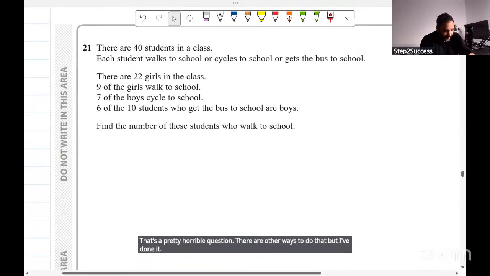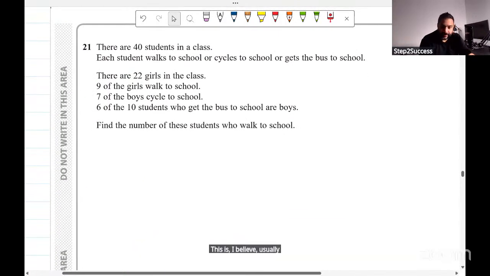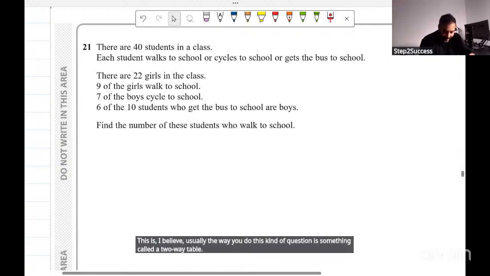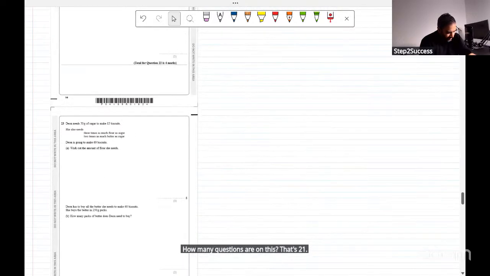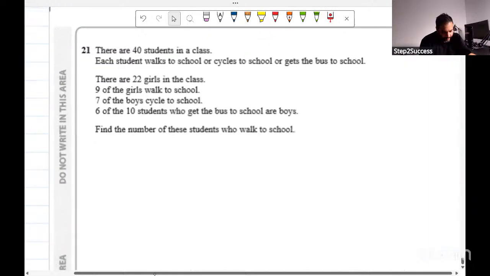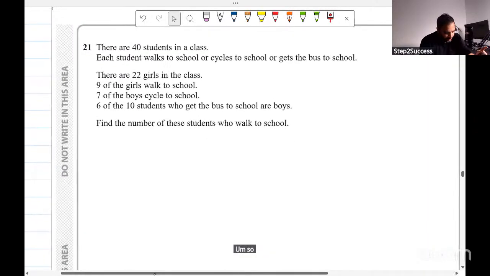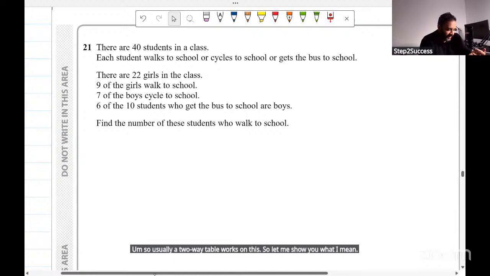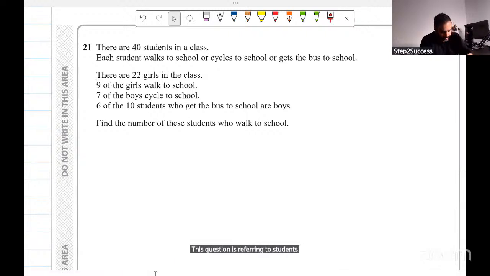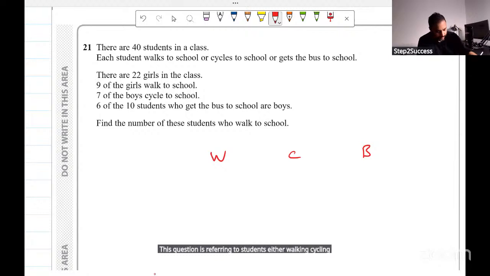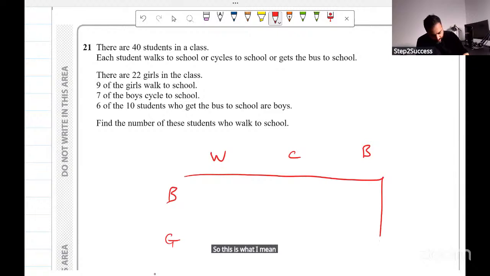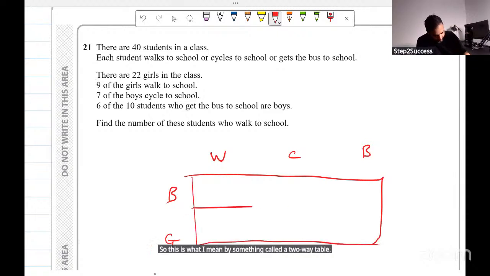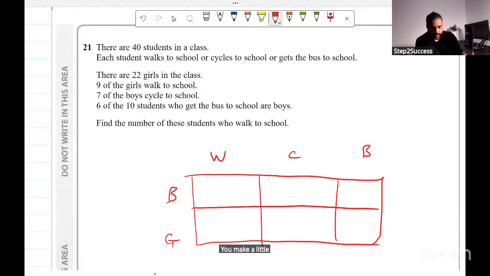This is, I believe, usually the way you do this kind of question, something called a two-way table. How many questions are on this? That's 21. God. So usually a two-way table works on this. So let me show you what I mean. This question is referring to students either walking, cycling, or getting the bus to school, and it references boys and girls. So this is what I mean by something called a two-way table. You make a little table where you've got one variable on the top and one on the sides.